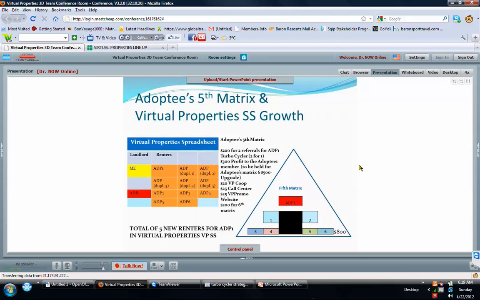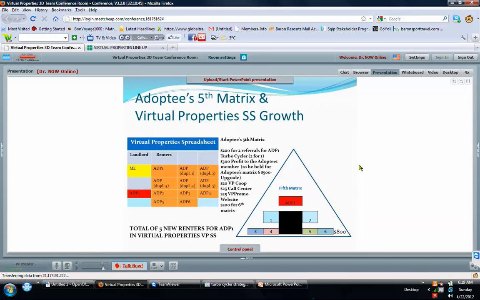But it doesn't stop here. There is $300 profit to be held for the adoptee's matrix 6, which is going to be a $500 upgrade to the next level in this matrix.